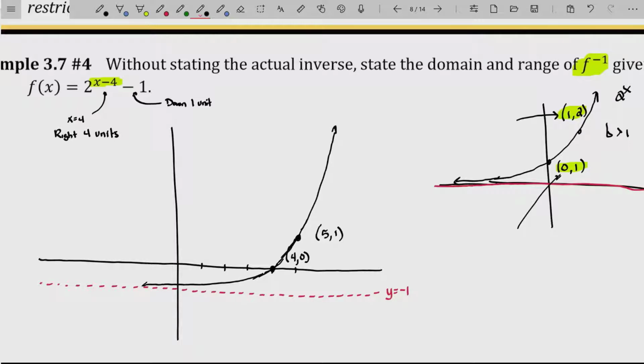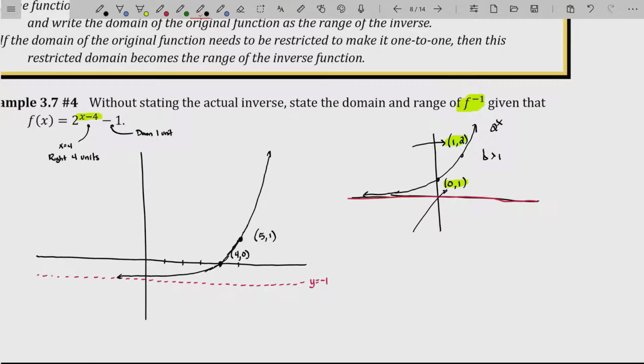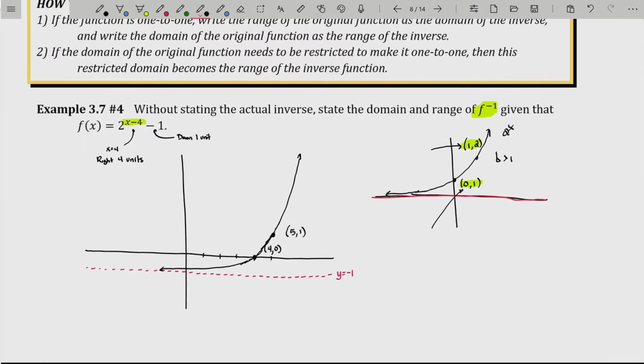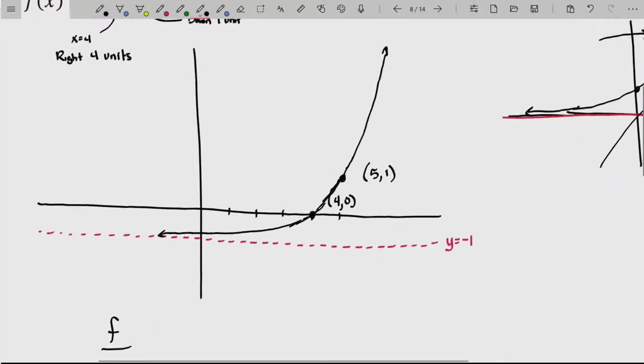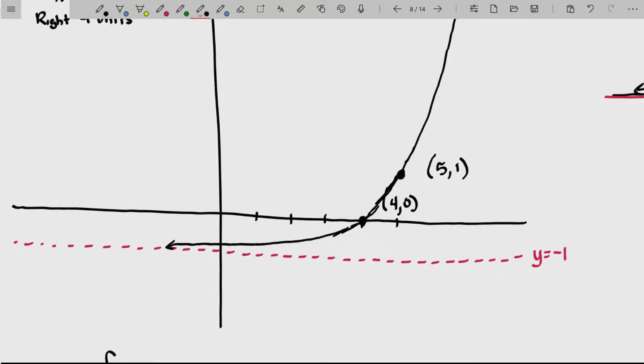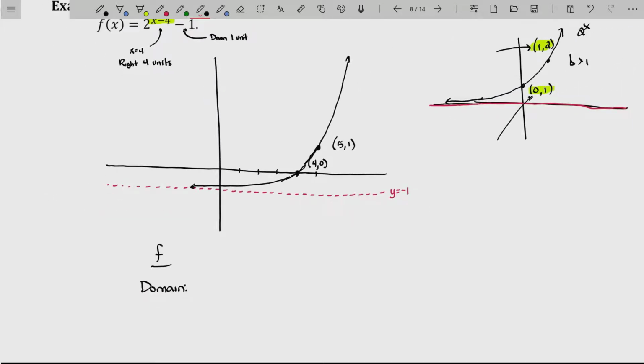Now you might be thinking, wait a second, weren't we supposed to be just stating the domain and range of the inverse function? Yeah, but what's critically important is to find the domain and range of the original function first and swap them, and that'll tell you the domain and range of the inverse. So for f, the domain, what you can plug into f, is all real numbers. Any x value you want can be plugged into an exponential function. So the domain of f will be the set of all real numbers.